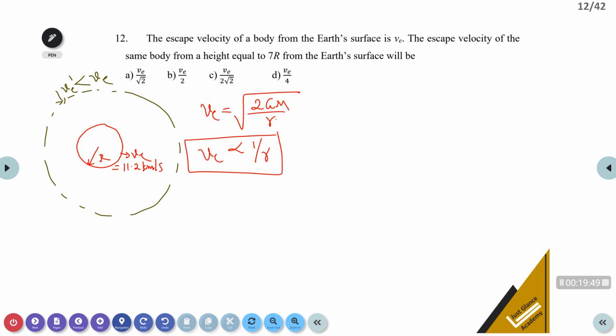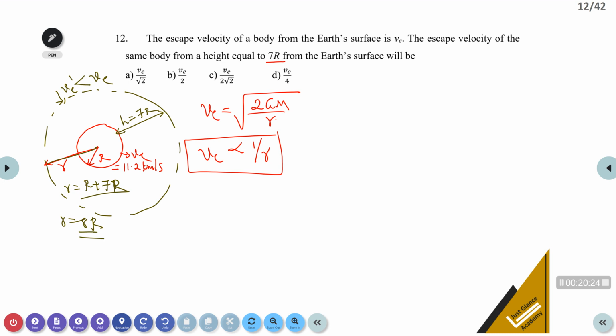Escape velocity and distance, how are they related here? Inversely related. This is the relation. This is small r. In this problem, at a height 7r, he is saying that the height is equal to 7r. But the total distance becomes what? This small r equals r plus 7r, which equals 8r.